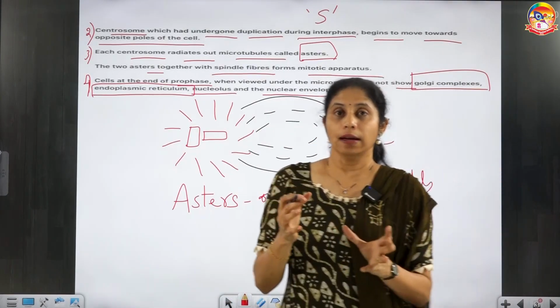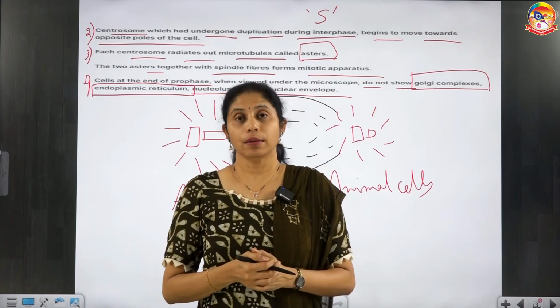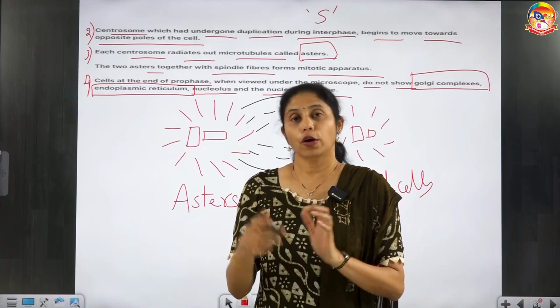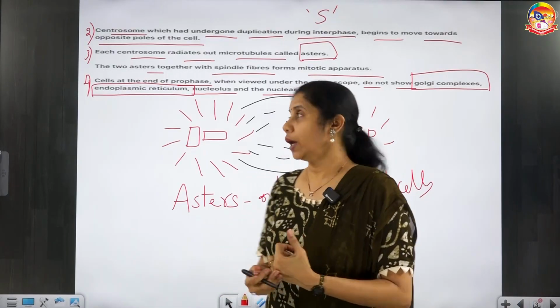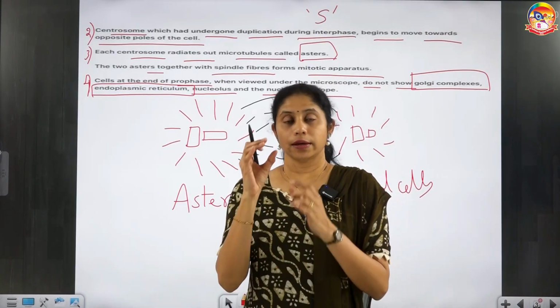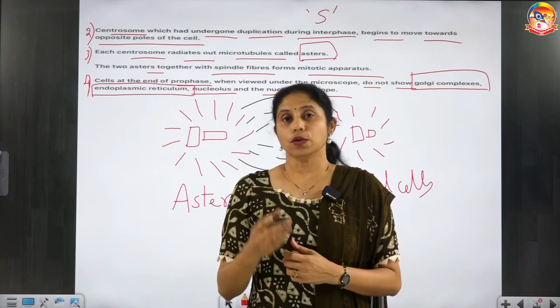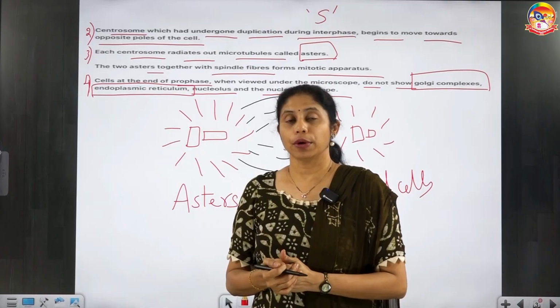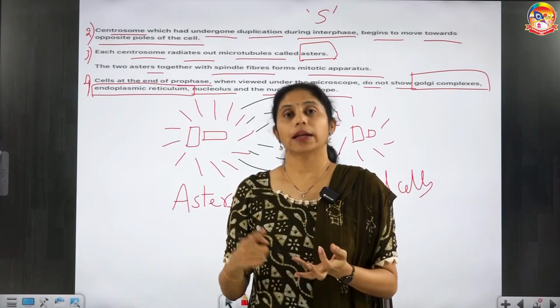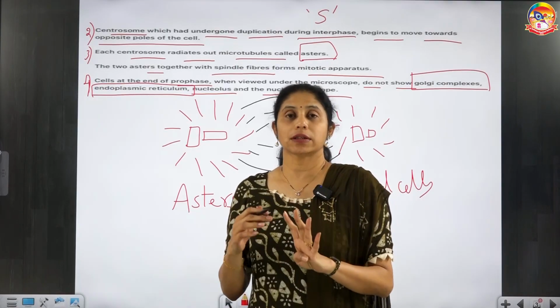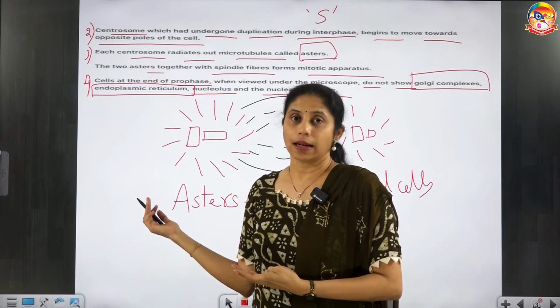When you look at the cell in the previous diagram, you have seen that nuclear envelope is broken down. Not only nuclear envelope, okay, nucleolus, a rounded body which is present without any membrane, that is nucleolus. It is present inside the nucleus. That nucleolus, then Golgi complex, then endoplasmic reticulum. These four will start disappearing in the cell.